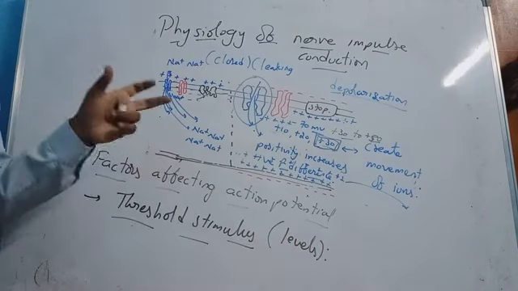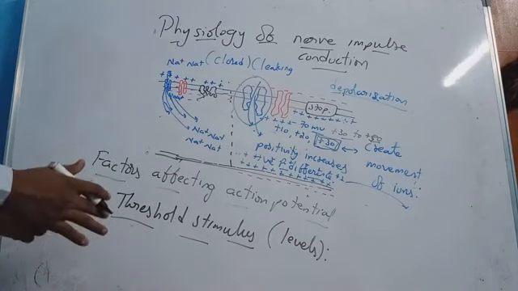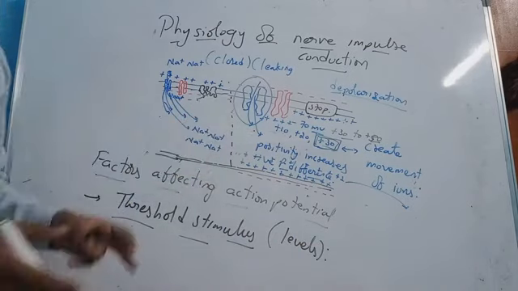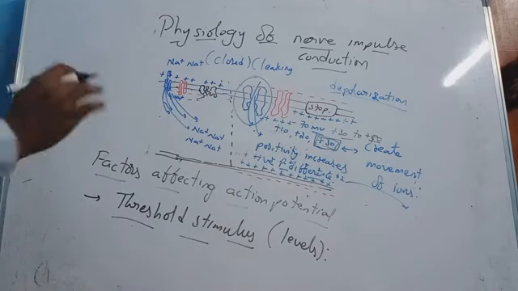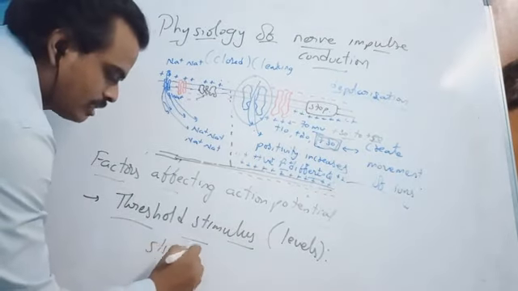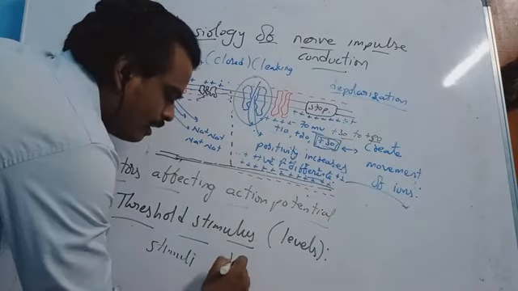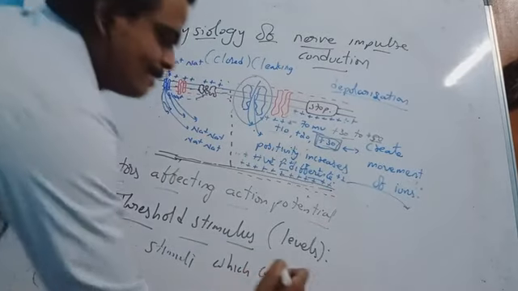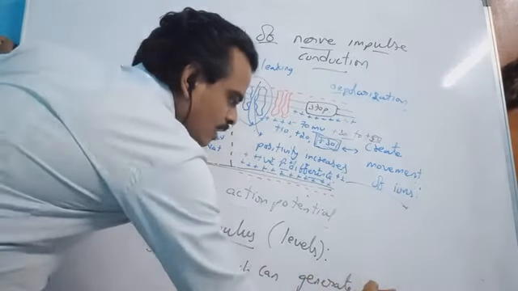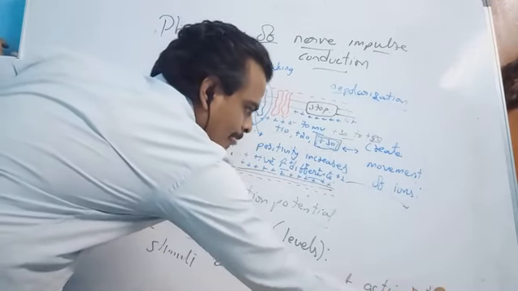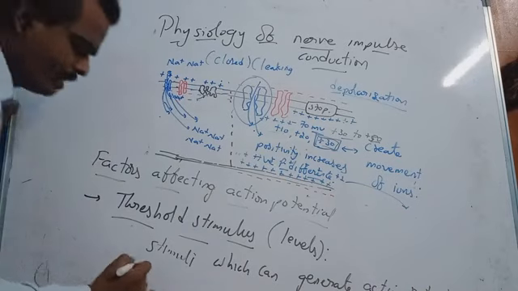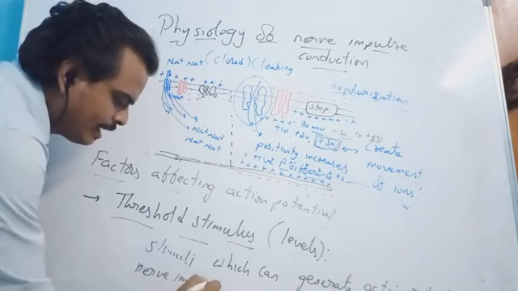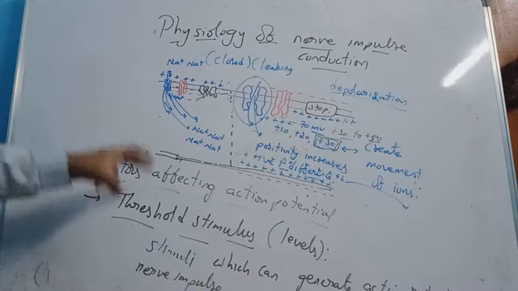What is threshold stimulus? A stimulus which can reach the threshold levels, or a stimulus which has the capacity to reach this action potential, is called a threshold stimulus. So stimuli which can generate action potential are called threshold stimulus. Or we can say a stimulus which can generate nerve impulse is called a threshold stimulus.